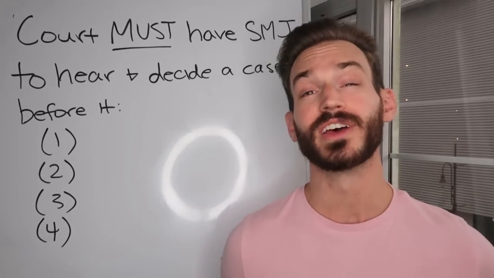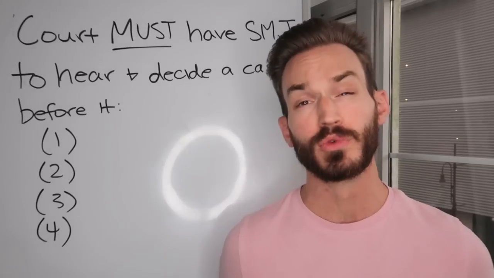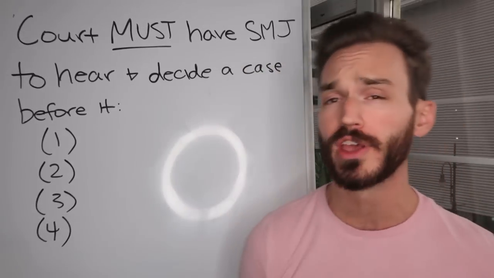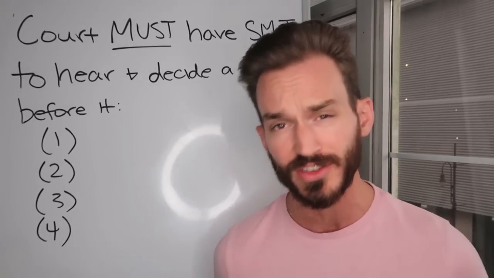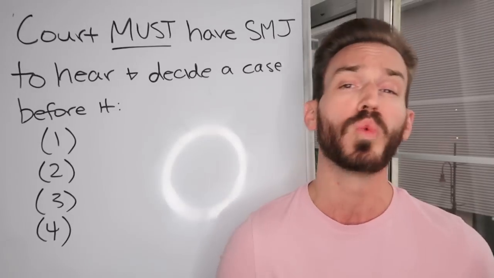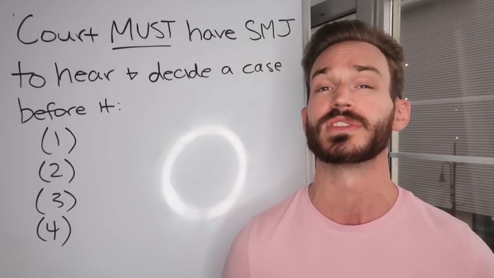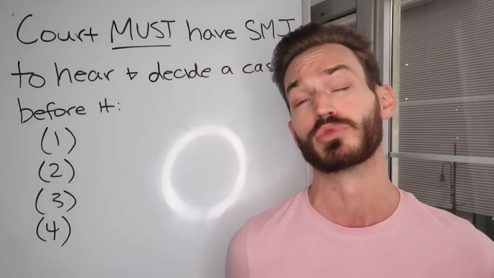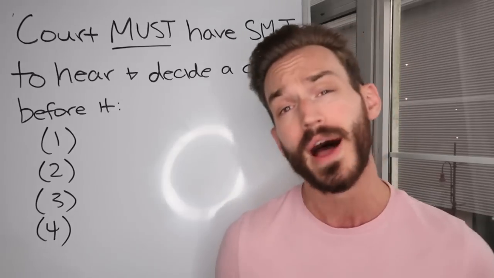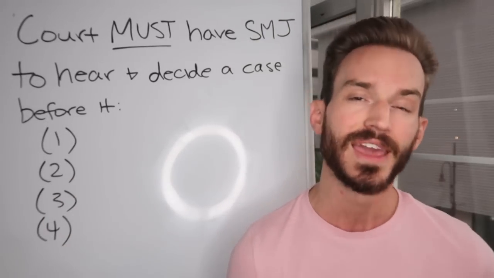How do you analyze a diversity jurisdiction issue on a civil procedure essay? Well, step one, you have to understand what subject matter jurisdiction is. So if you don't know what subject matter jurisdiction is, go ahead and pause the video, go back, watch my video on subject matter jurisdiction, and then resume watching this video. But remember, in short, subject matter jurisdiction is merely a requirement that a federal court must have to have the authority to hear and decide a case before it.